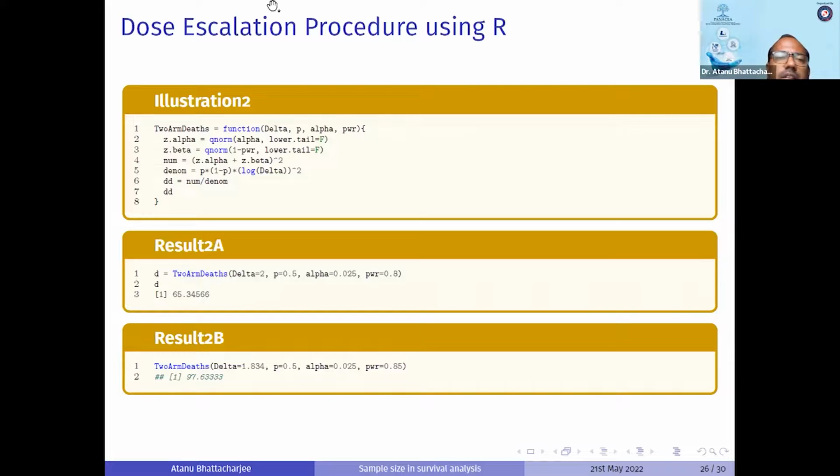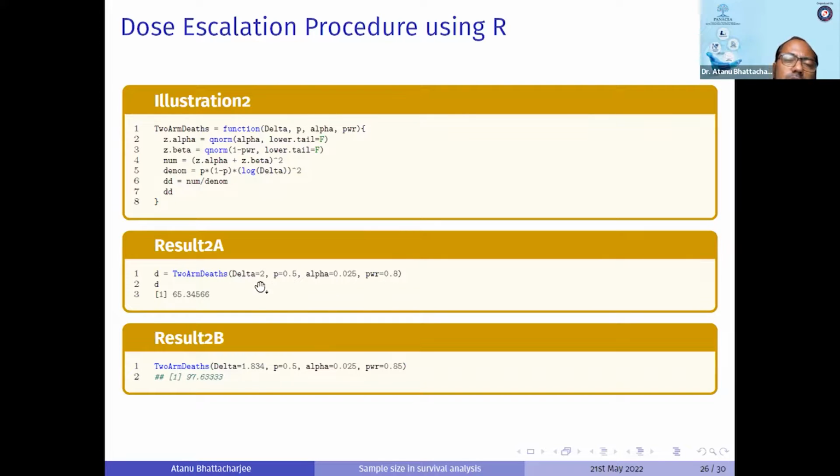My apology if the title is wrong. The two arms function takes delta, p, alpha, and power. So you can get the z alpha value, beta value, and number value, and calculate. Once these two arm functions are set, you call them with your delta value, p value, alpha value, and power. You will get a sample size of 65.